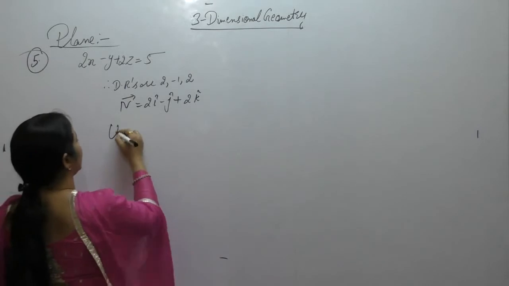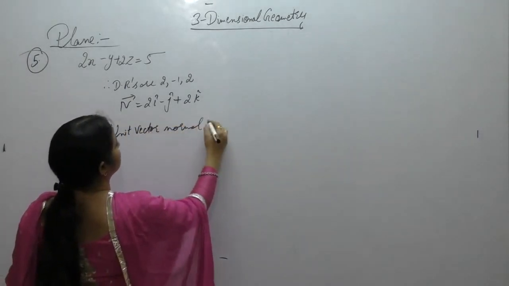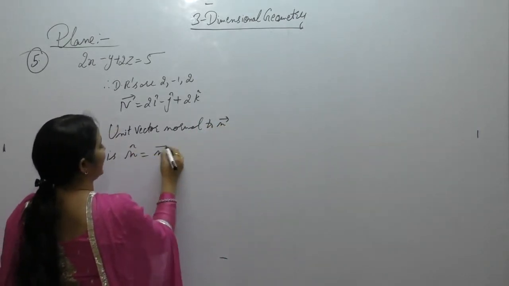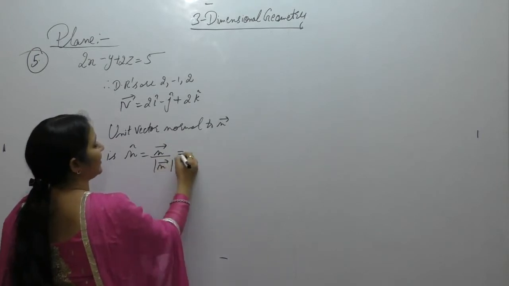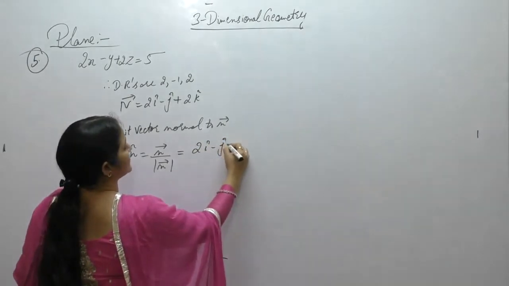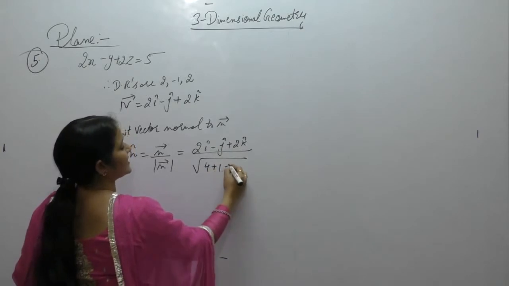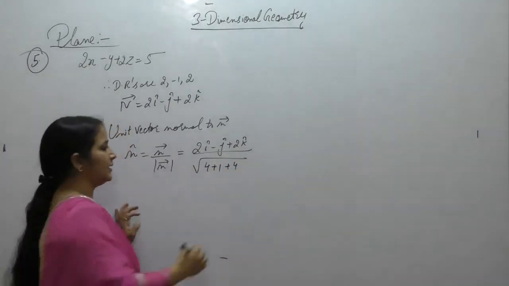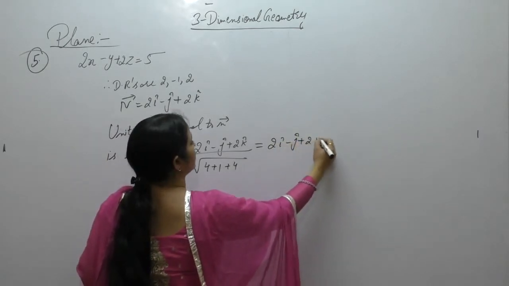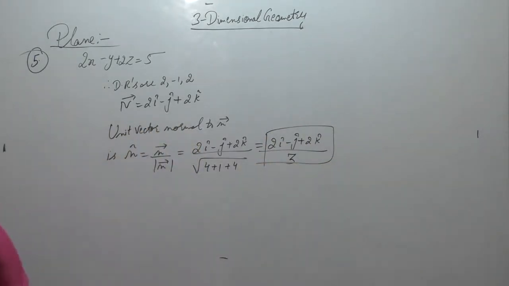Now, unit vector normal to n vector is n cap, that is n vector upon magnitude of n vector. Unit vector is this. So n is 2i minus j plus 2k upon magnitude, square root of 2 square plus minus 1 square plus 2 square, that is square root of 9, which is 3. So n cap is 2i minus j plus 2k by 3.